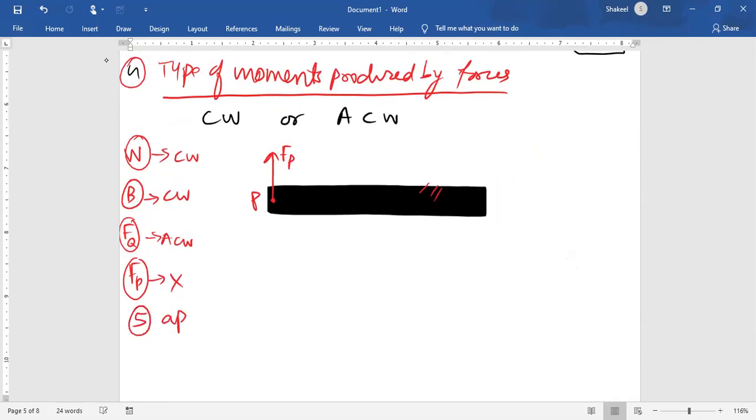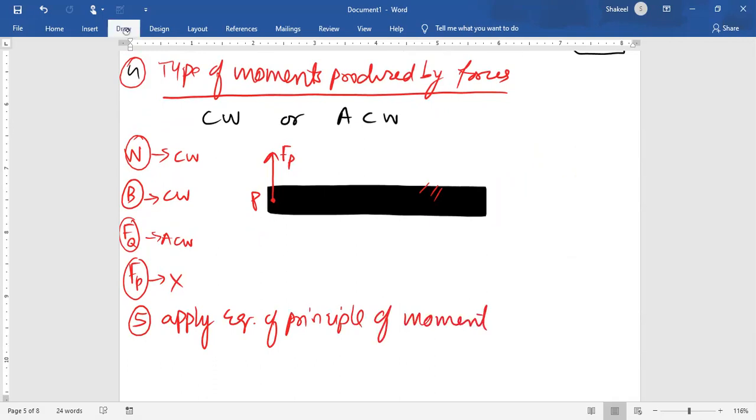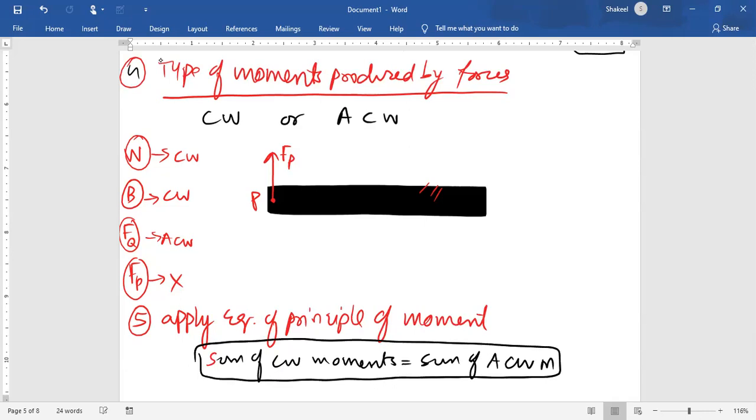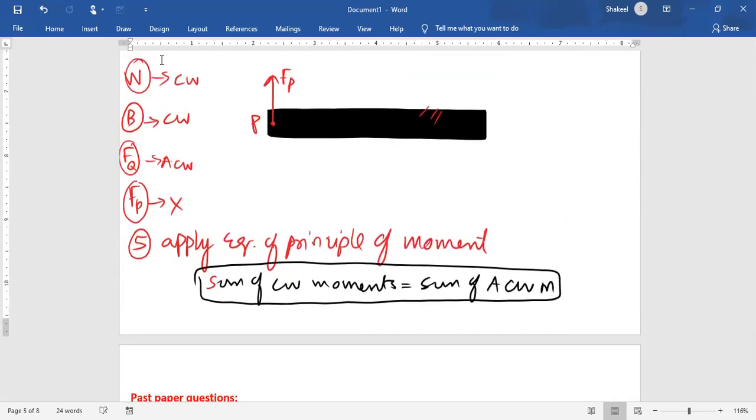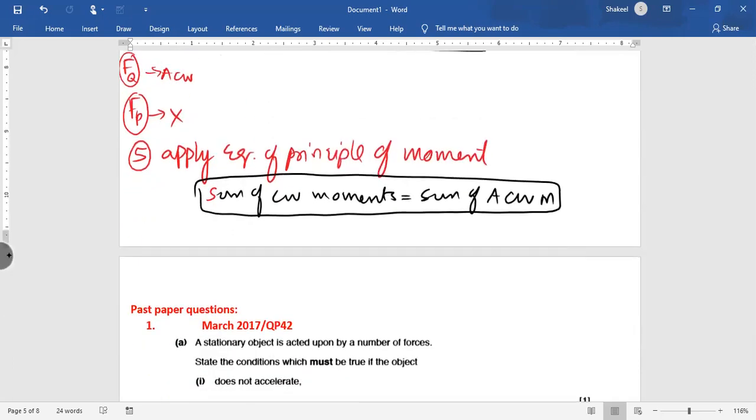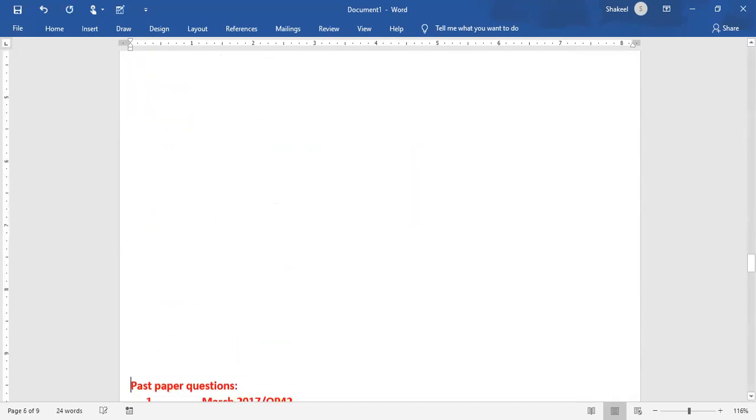Next thing is to apply the equation of the principle of moment. You have to apply that the sum of clockwise moments is equal to the sum of anti-clockwise moments. So summing it up, everyone, these are the most important points you need to consider while solving the past paper question, which we will solve right after this page.